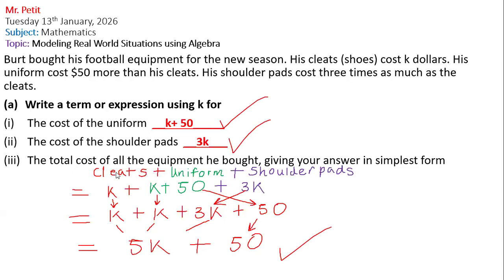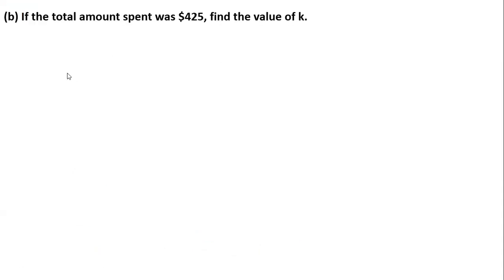All right. So let's go back to this. Again, our expression for the total cost is 5K plus 50. That is the expression for the total cost. So we're gonna set that equal to what? We're gonna set that equal to 425. Now, who here can solve this equation?